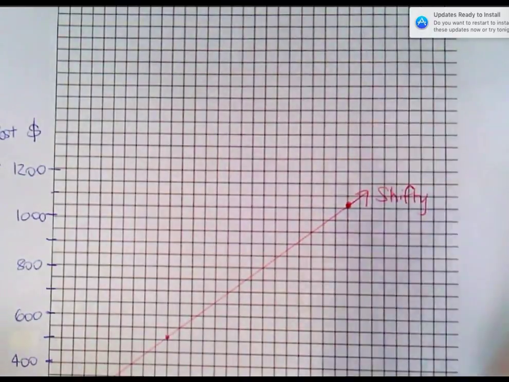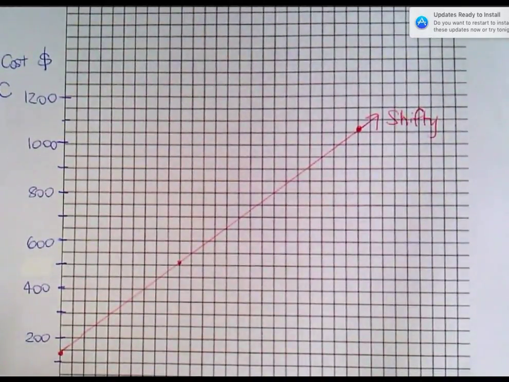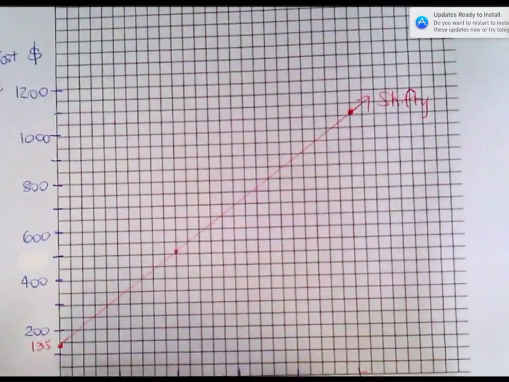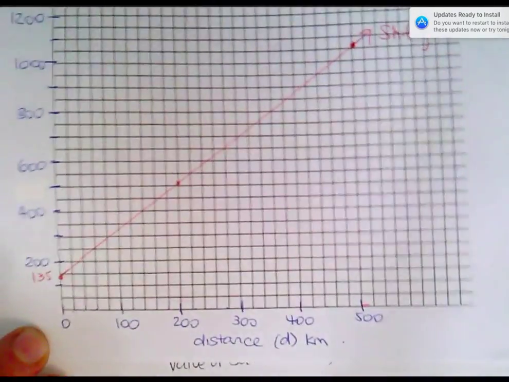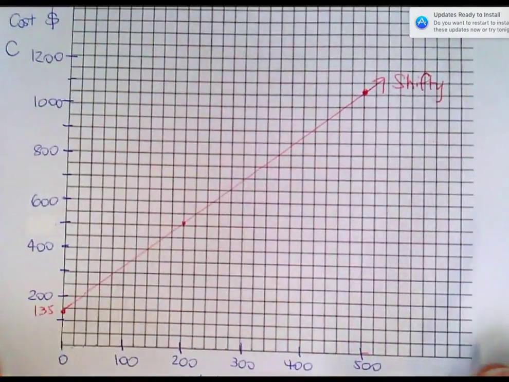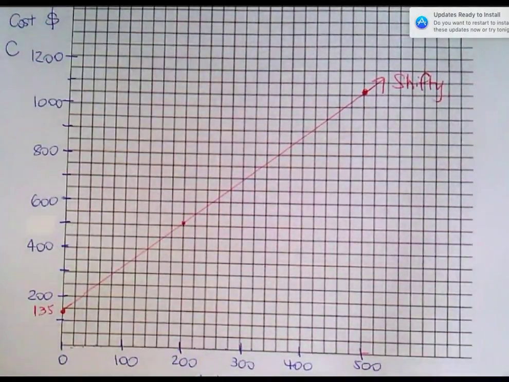Okay, I've joined these points, and that is the straight line graph for Shifty. Notice that down here the y-intercept is 135, because when D is 0, the cost is 135, and we've plotted these other points. Now I just have to look at the straight line graph for Megahertz.